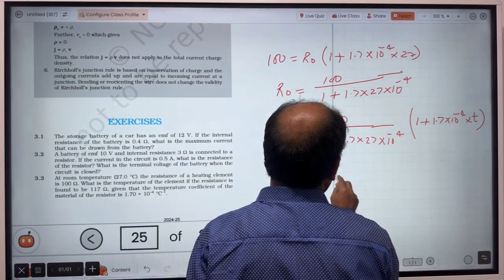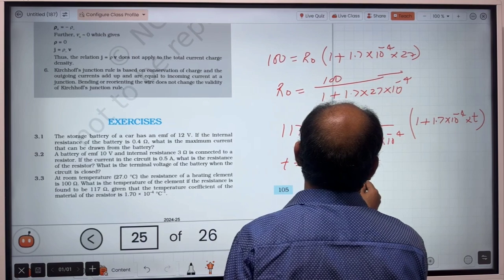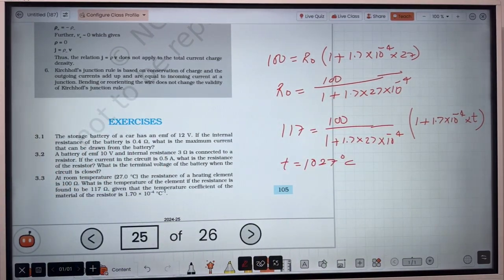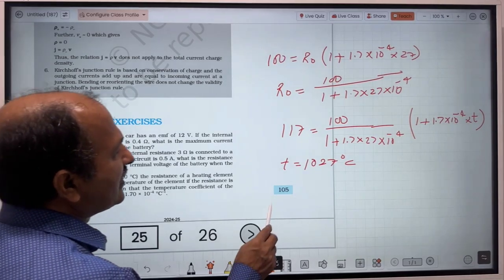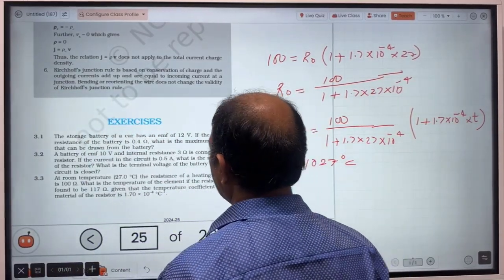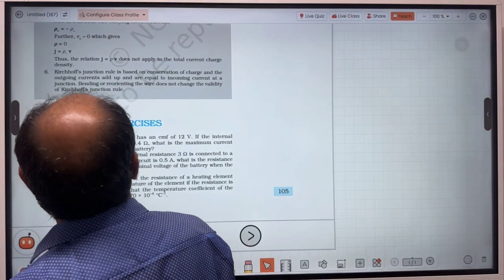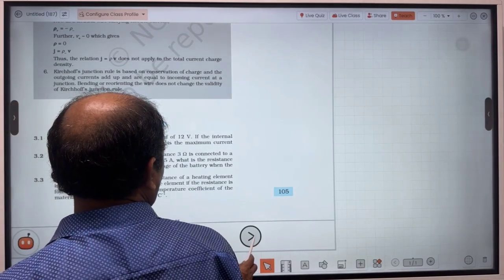So you can do that. Another way around also it can be solved. So it involves just a calculation. There is nothing more complicated. So let's take the next question.